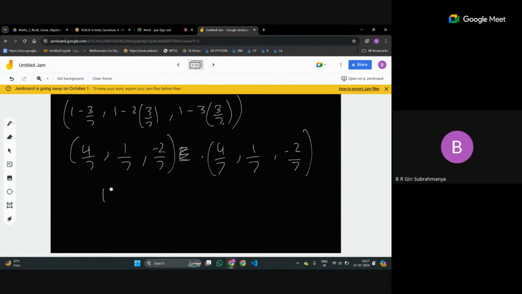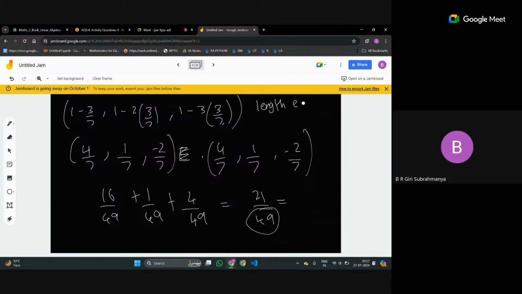So this is going to be 16 by 49 plus 1 by 49 plus 4 by 49, right? So this is going to be 21 by 49. And you can cancel this, or you can leave it out because 49 is there. We have to take square root, right?